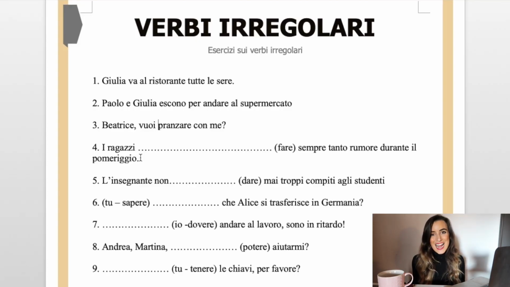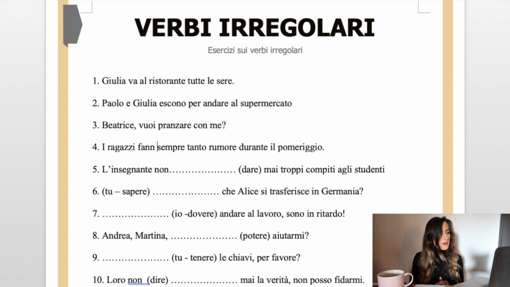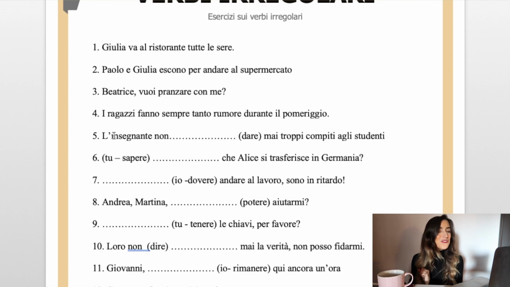Okay, so since guys is a third person plural, in that case we will need to conjugate fare into the third person. So that becomes I ragazzi fanno. Let's have a look here. I ragazzi fanno sempre tanto rumore durante il pomeriggio. That means the guys always make a lot of noise during the afternoon. Okay, on to sentence number 5.